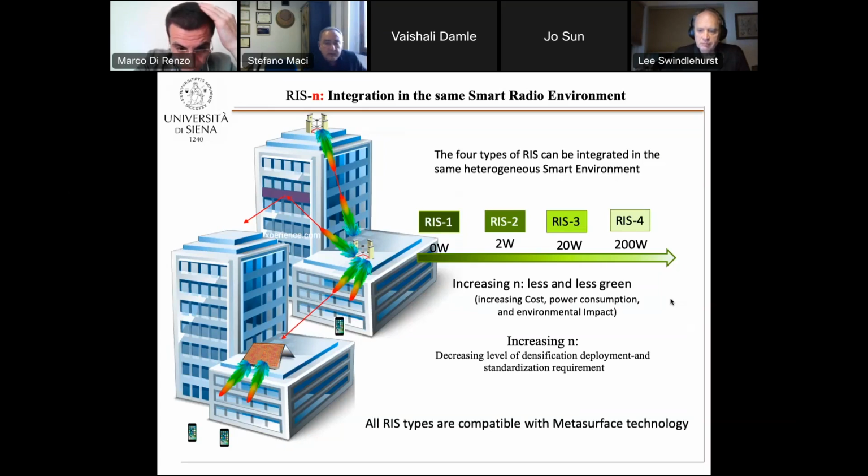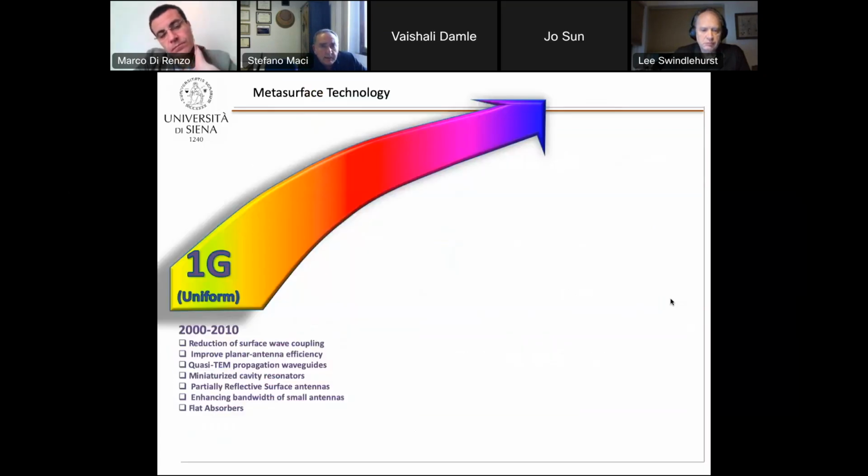All RIS types, as I mentioned, are compatible with the metasurface technology. Let me say some words about it if I have time. Please, Marco, stop me if it is too late. The metasurface technology started in 2000, and the first generation was essentially uniform in space and time.